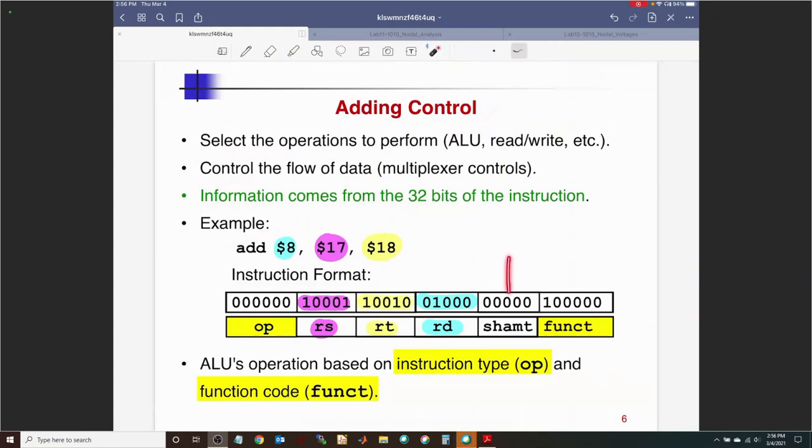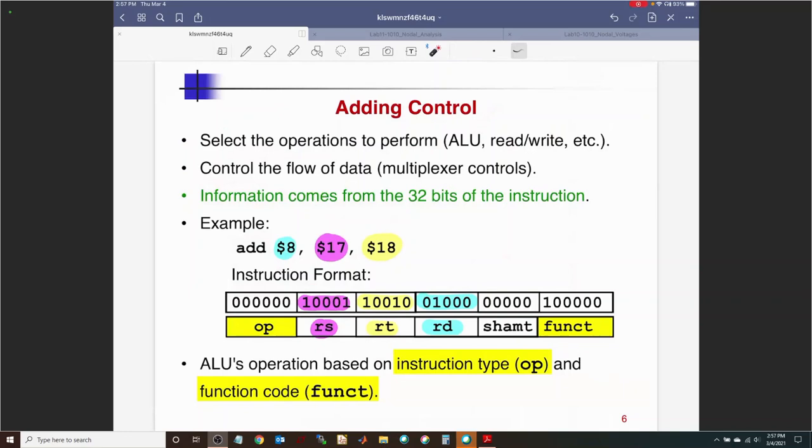Then you have the shift amount. We are not doing any shifting over here. And the last 6 bits are for the function field for add. Why do you need this for add? Well, because you can have variations of add. You can have add unsigned, for example. So you need that function field. So what that means is this is going to increase the variations that you can have on a specific R-type add operation, right? So that's what the function field is used for.